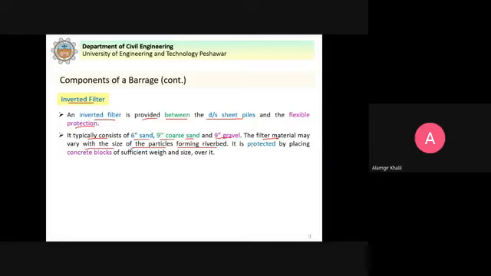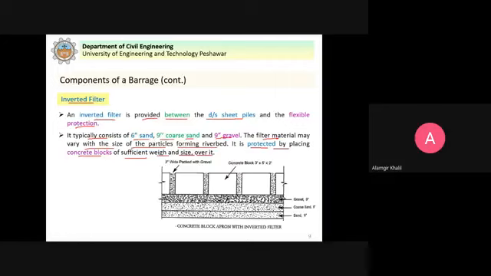So everything, these components, you see, they are properly designed. It is protected by placing concrete blocks of sufficient weight and size over it. This is the section of the concrete. You see here the blocks which are placed on top, with the inverted filter. So we have sand 6-inch, then we have coarse sand 6-inch, and we have gravel 6-inch.